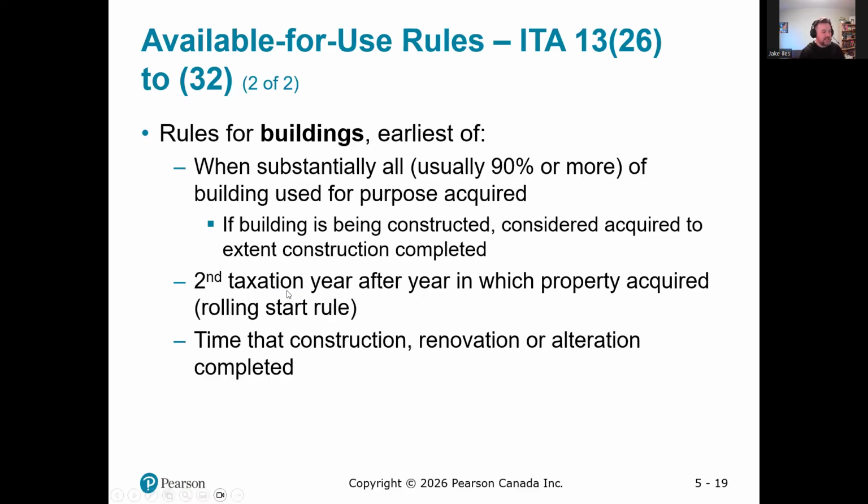Again, we have the same second taxation year after the year in which the property was acquired, or the time that construction, renovation, or alteration is completed. So we take the earliest of it. If for some reason construction's been slowed down, we can still take it from the second tax year after we started the process, or once substantially all is finished.